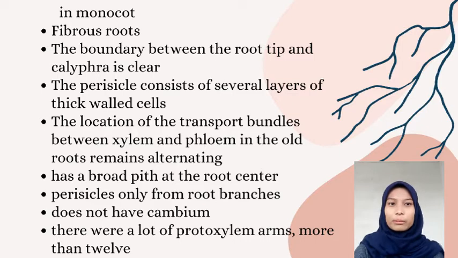Monocot fibrous root: the boundary between the root tip and calyptra is clear. The pericycle consists of several layers of thick-walled cells. The location of the transport bundles between xylem and phloem in the old roots remains alternating. Has a broad pith at the root center. Pericycles only form root branches. Does not have cambium. Has many protoxylem arms, more than 12.